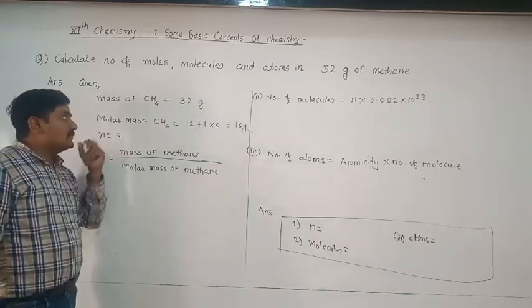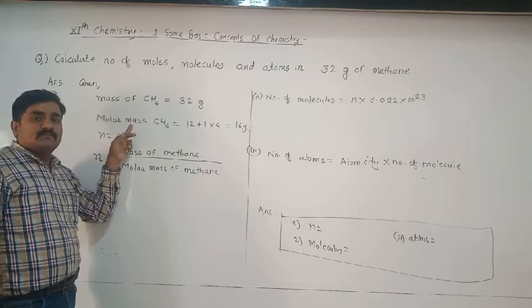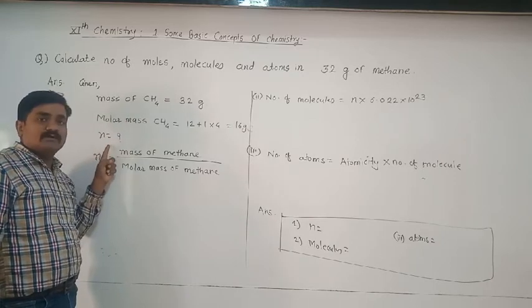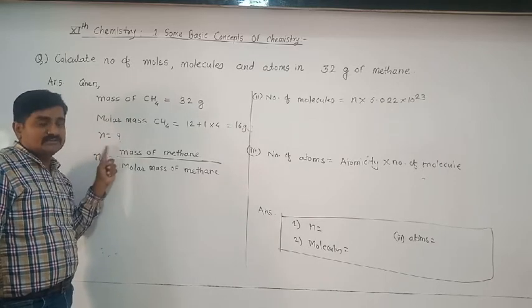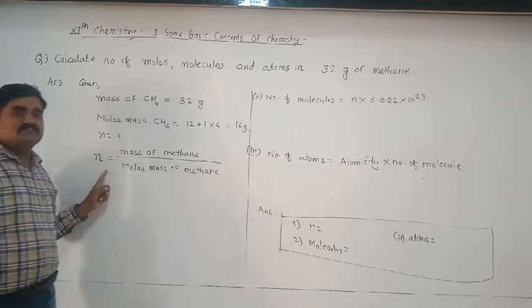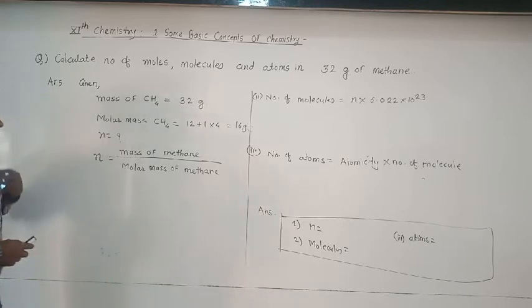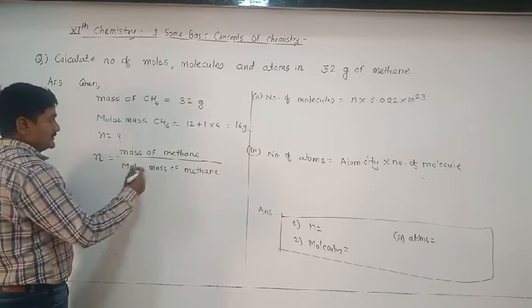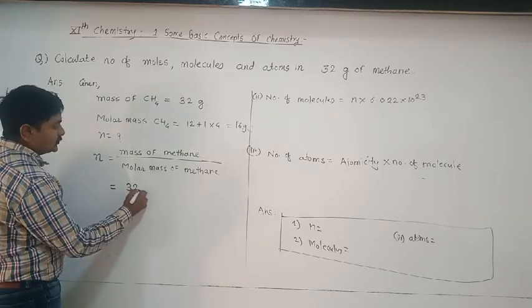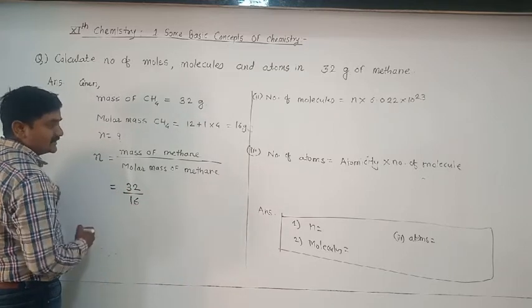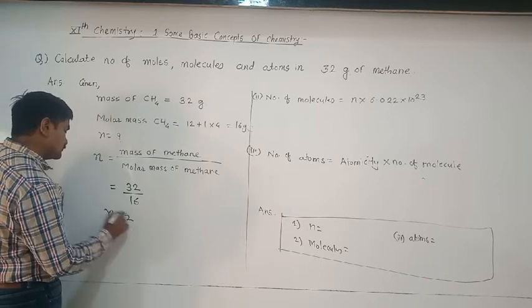So from mass of methane and molecular mass of methane, what is my step number 1? To calculate number of moles, that is N. Number of mole is equal to mass of methane upon molecular mass of methane. Mass of methane is 32 gram upon molecular mass of methane is 16. So N is equal to 2 mole.